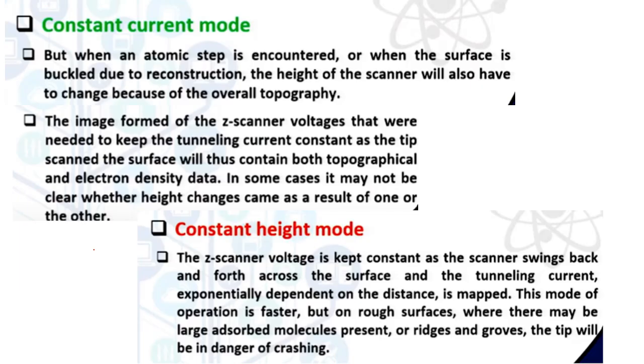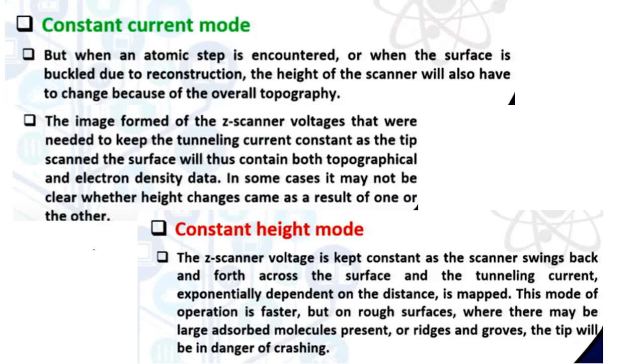But in constant height mode, the z scanner voltage is kept constant as the scanner swings back and forth across the surface, and the tunneling current, exponentially dependent on the distance, is mapped. This mode of operation is faster, but on a rough surface where there may be large adsorbed molecules present, the tip will be in danger of crashing. So that's why it is preferred to do the test under the constant current mode.